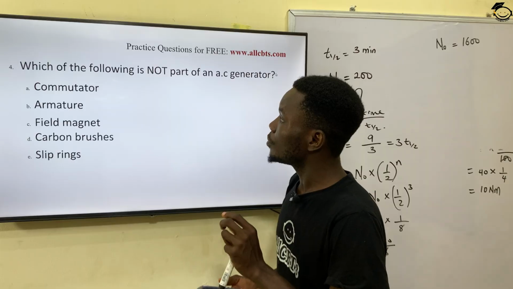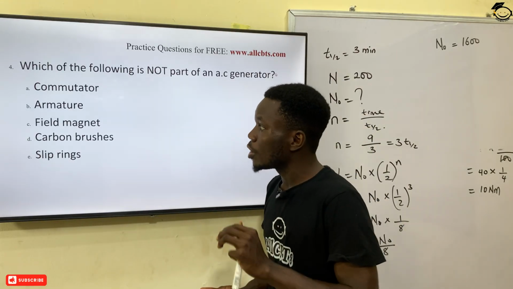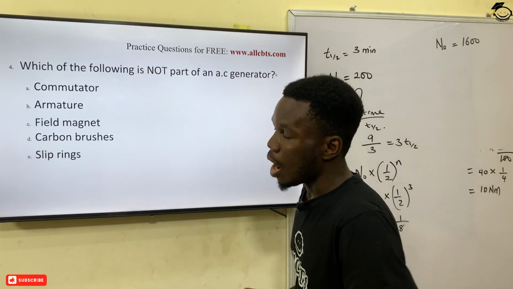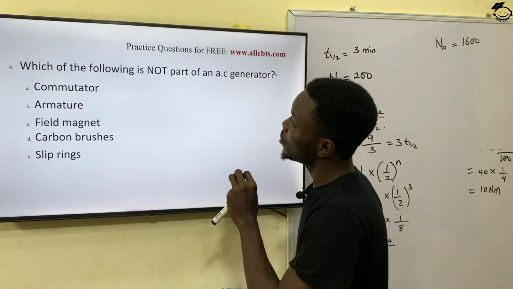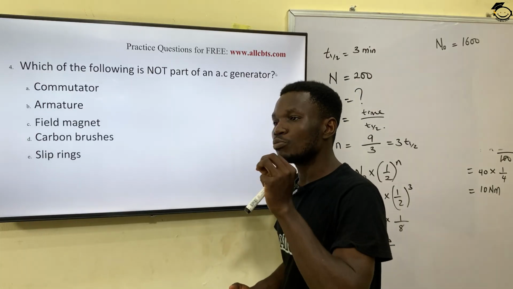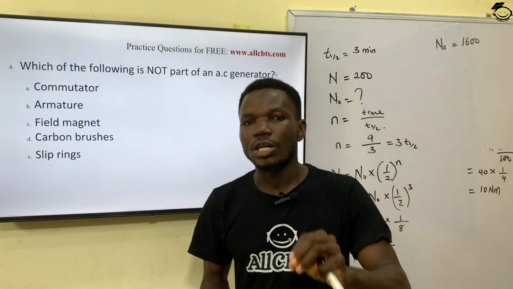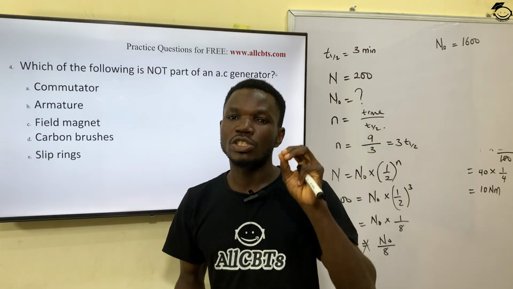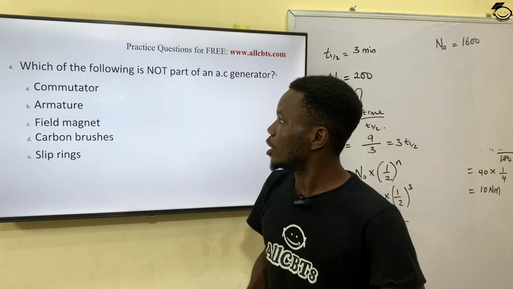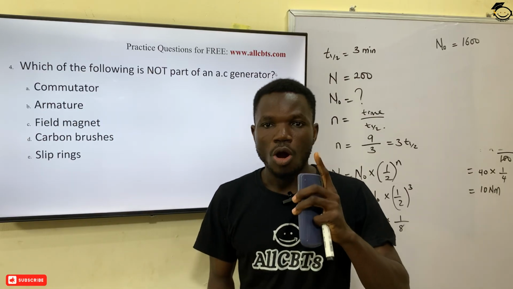Now, in an AC generator, we have what is called the slip rings, the carbon brushes, the field magnet, and the armature. But one thing that we cannot find in an AC generator here is the commutator. The commutator is present in a DC generator. And what does it do? The commutator helps to convert AC to DC in a DC generator. So what we cannot find in an AC generator here is the commutator, which is option A.